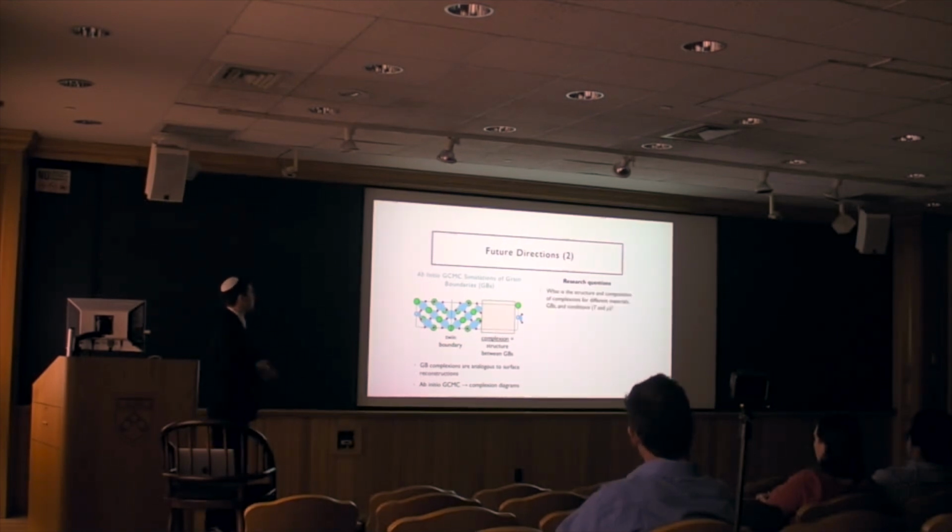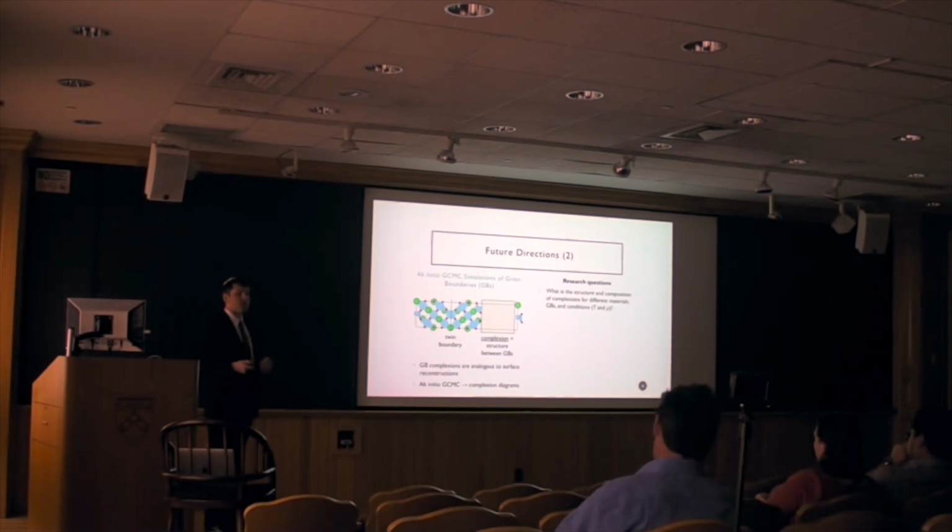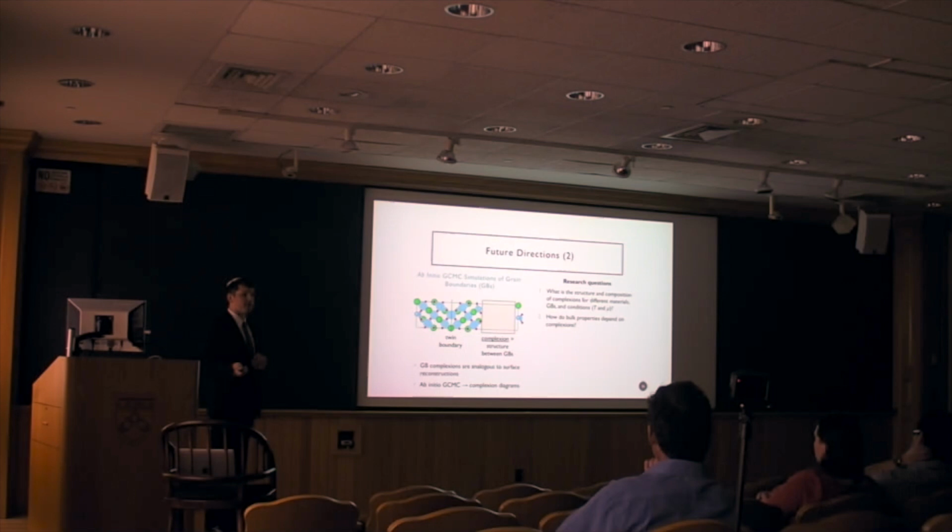And so as for research questions, the things we would be very interested in understanding are what are the structure and composition of these complexions under different conditions, so under different temperature conditions and also chemical potentials. And then go back to understanding how do bulk properties depend upon these complexions, because if you change the structure in the bulk, that might result in bulk properties changing, and that would be very interesting.